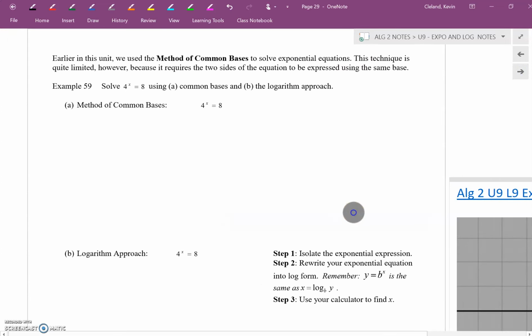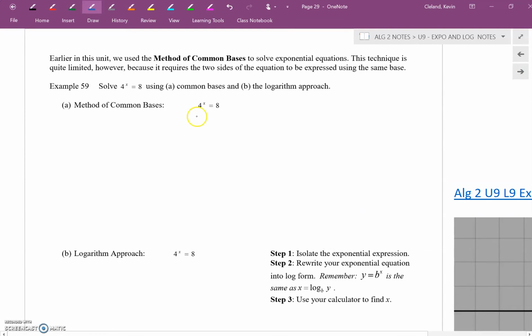All right, method of common bases. This is a review where we said, okay, we can convert 4 into 2 to the second power, and we can convert 8 into 2 to the third power. Then we can apply the exponent to an exponent property, or what I call the raising a power to a power property, and multiply those powers together to get 2 to the 2x equals 2 to the 3. Then realize, wow, if our bases are the same, then our exponents must be the same. So we can drop the bases and just solve this equation, dividing by 2 and getting x equals 3 over 2.